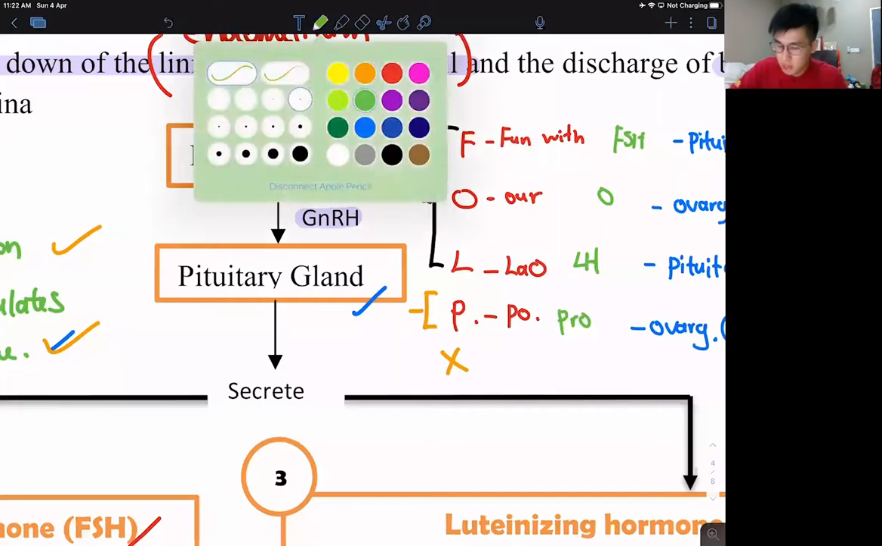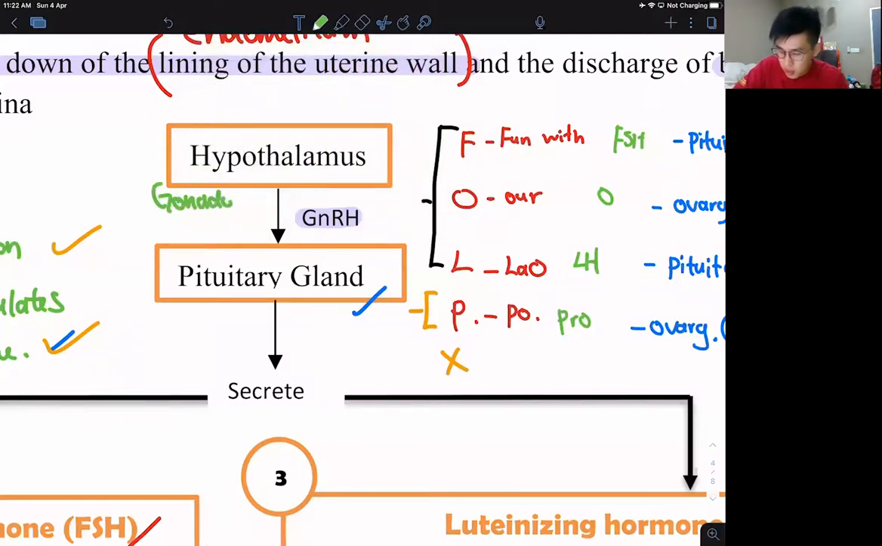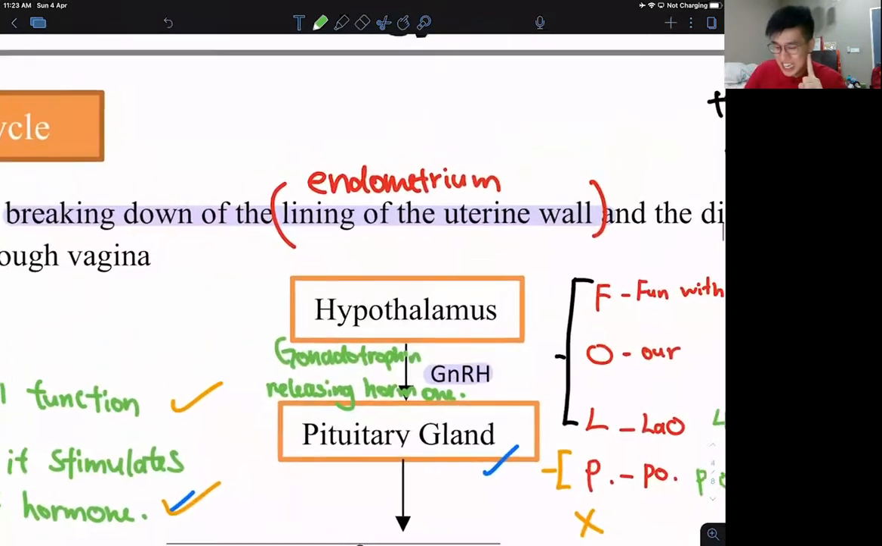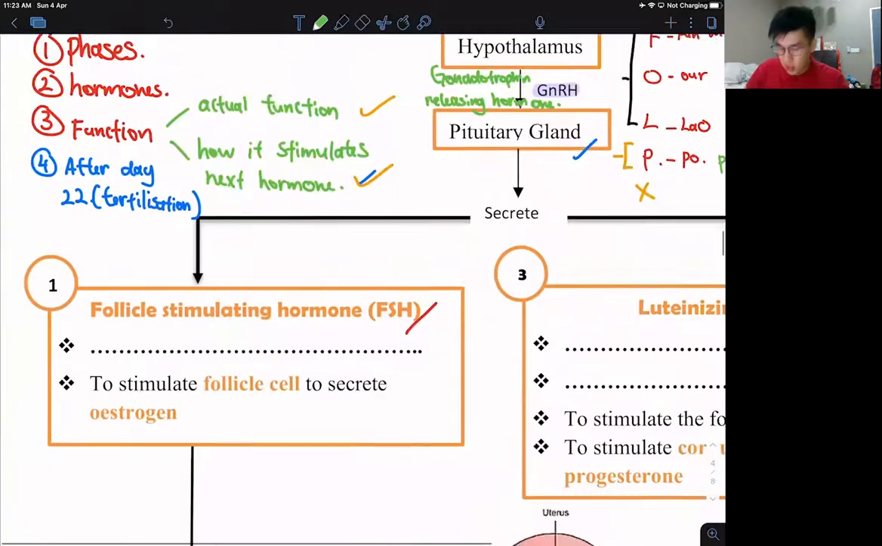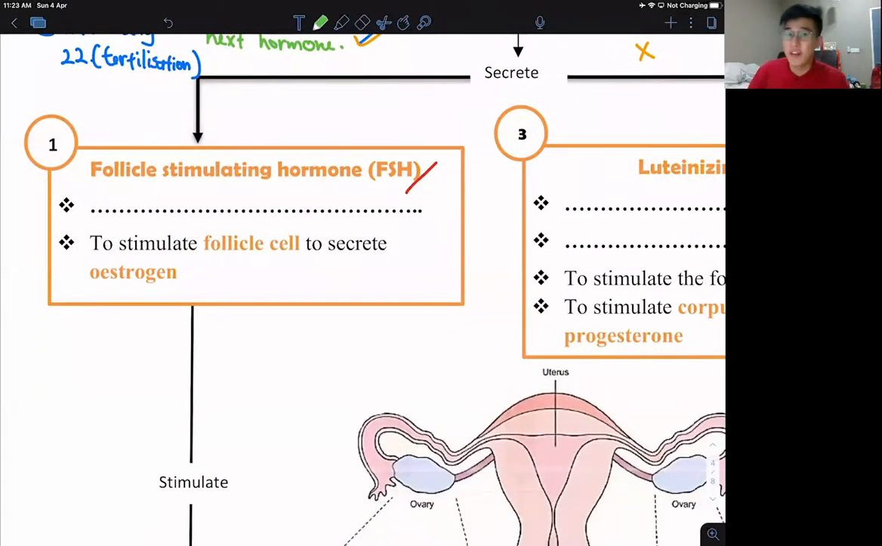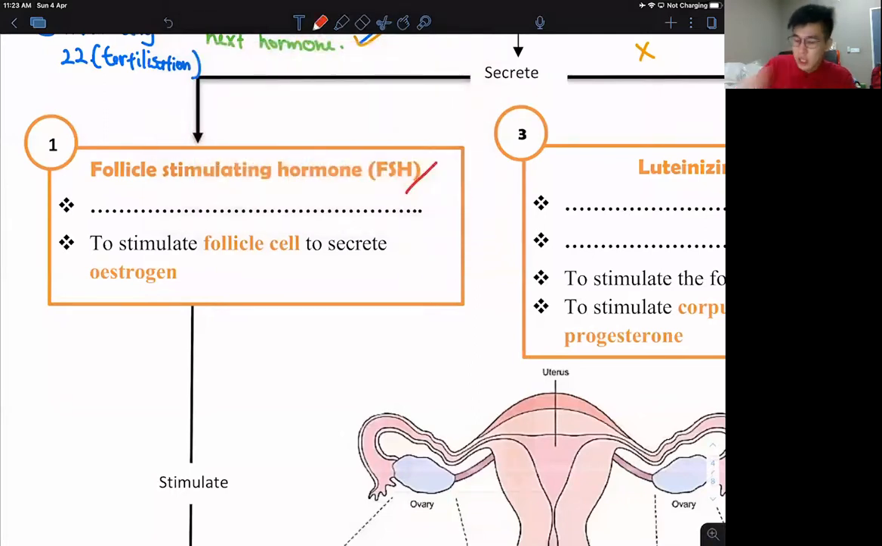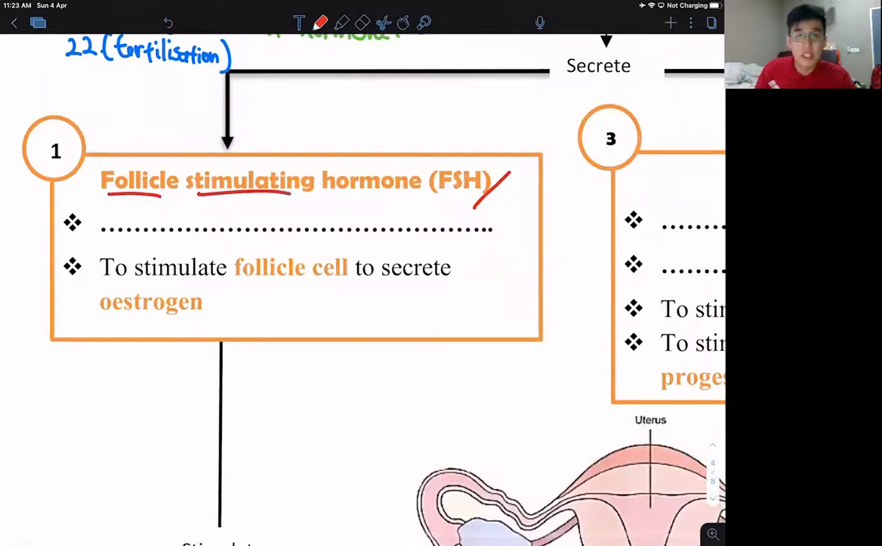If you're wondering how to spell it, it's gonadotropin releasing hormone, whereby it will stimulate the pituitary gland to secrete the first hormone, FSH. For the blanks over here, I only write down the function. From the name, follicle stimulating, it means I stimulate the follicle. So basically, it stimulates development of the follicle.